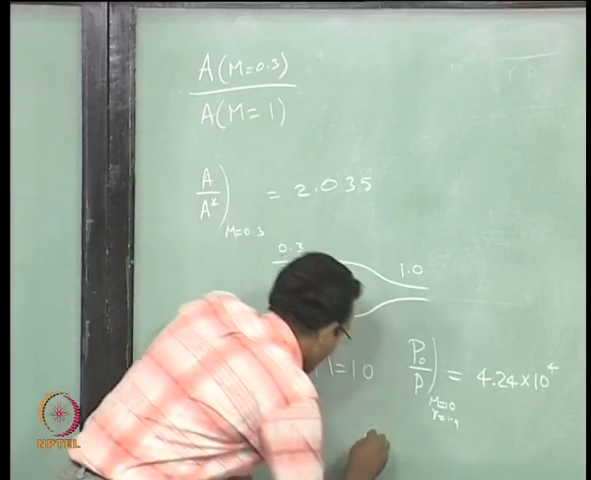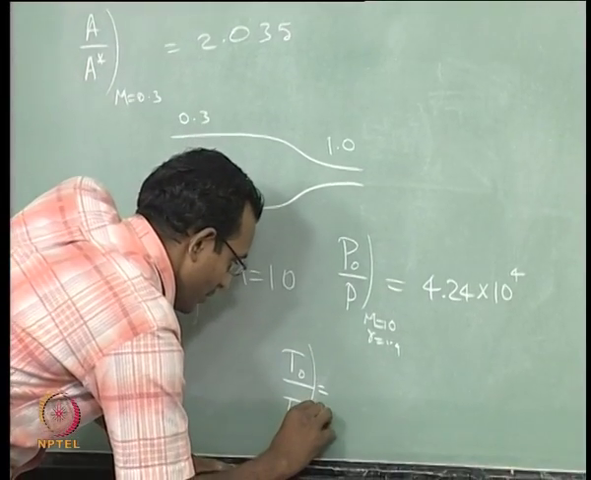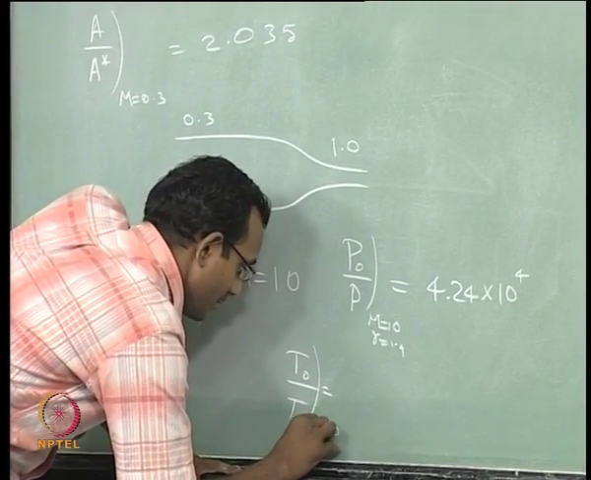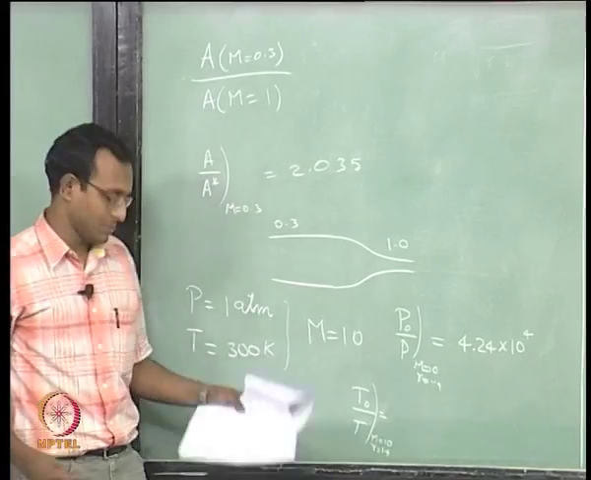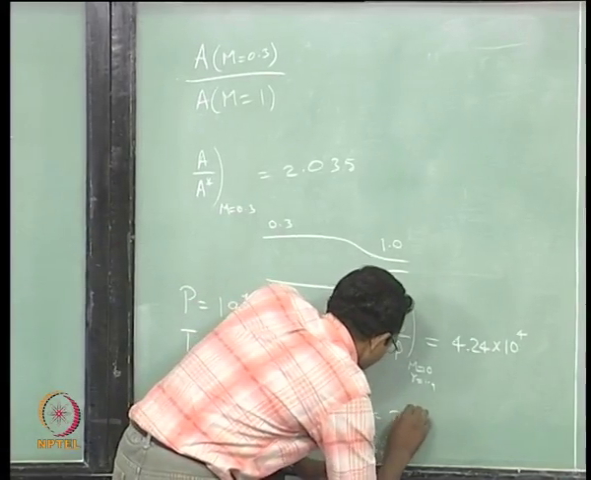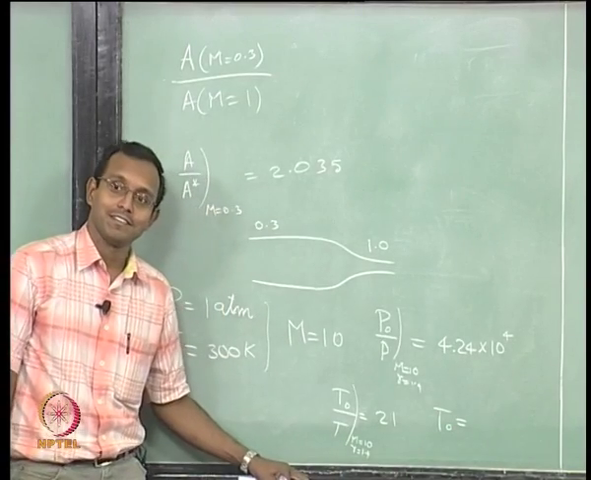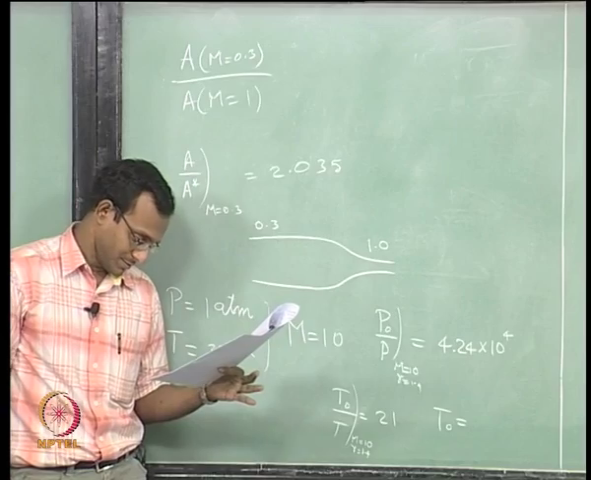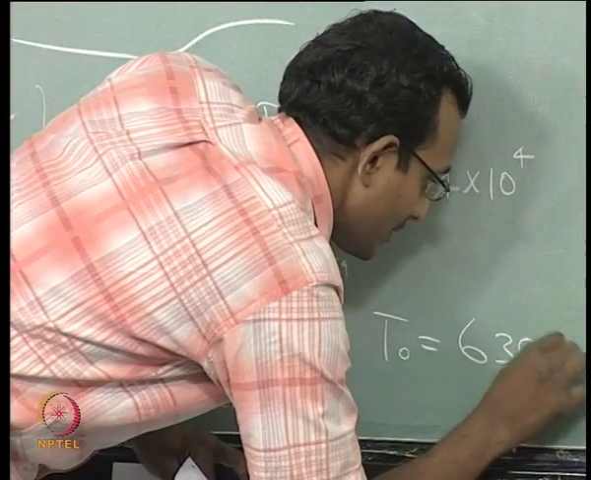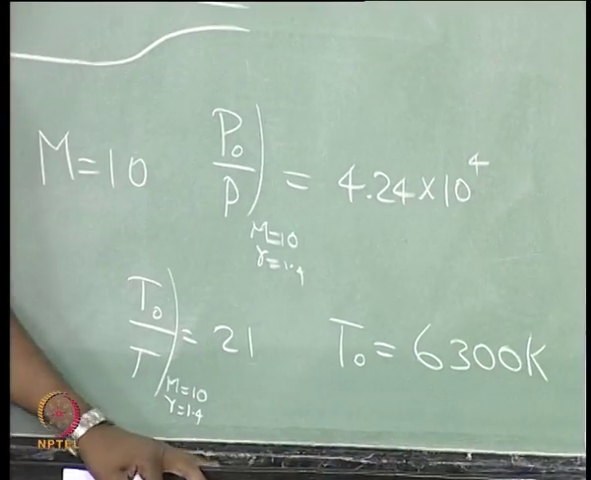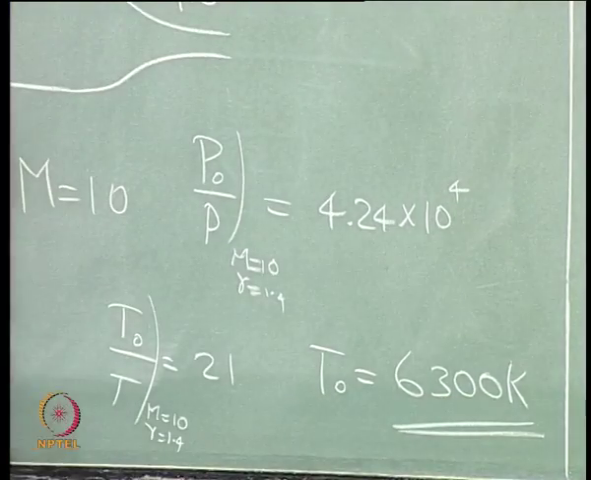Anyways, now we want T naught. Again for M equal to 10, gamma equal to 1.4, I just have to calculate this number also, which happens to be 21. So my T naught will be easy to calculate: 6,300 Kelvin. So it is experiencing such high temperatures.